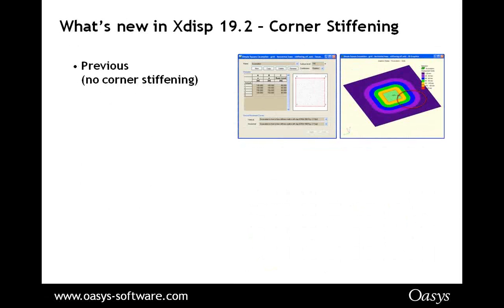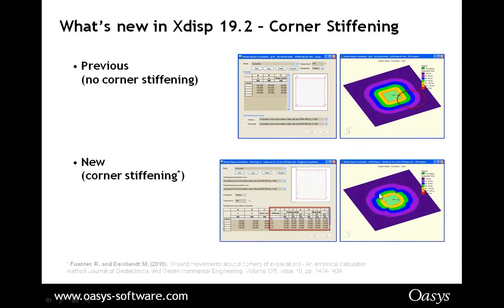So ExeDisp has been developed based on its use, in conjunction with engineers in light of challenges faced on a number of jobs, Crossrail being one of them. For example, ExeDisp considers the impact of corner stiffening. Initially, you can see that the displacements at the surface just radiate out from the corners. But in reality, that's not what happens, and there is a stiffening effect. If you look at the bottom graph, you can see the impact of the stiffening is now considered. This is based on empirical calculations from Fuentes and Devrand. I've just put the reference at the bottom here.